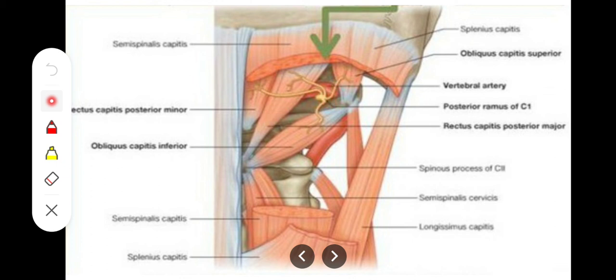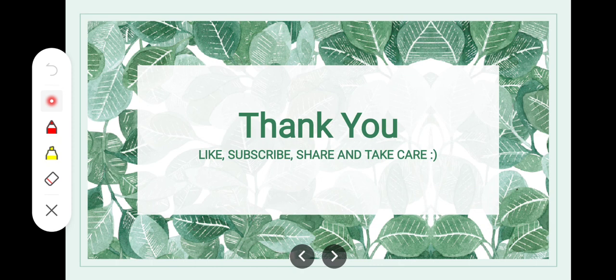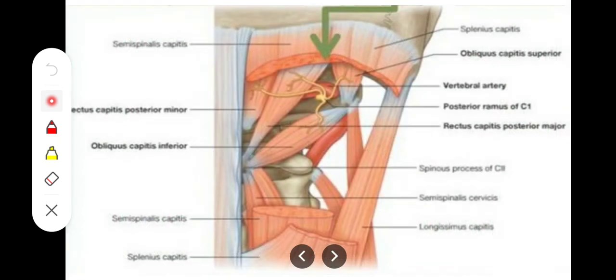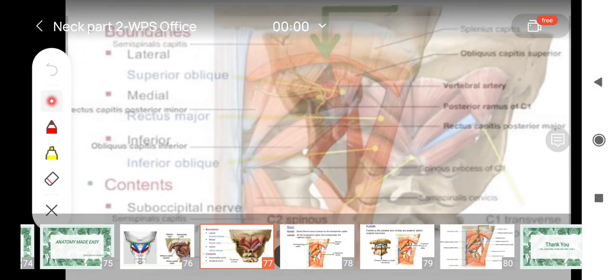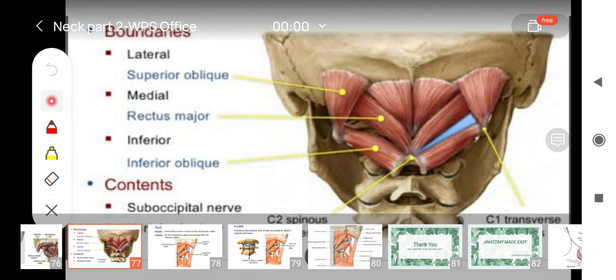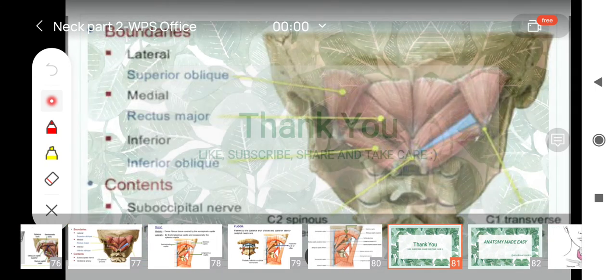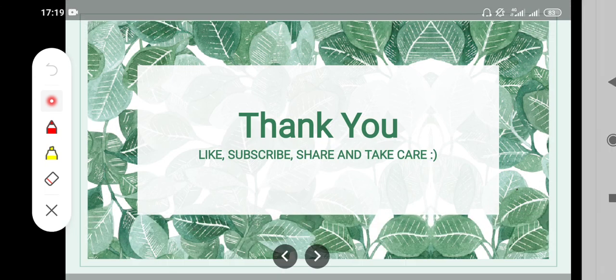So these 3 are the contents of the suboccipital triangle. Number 1 is the third part of the vertebral artery. Number 2 we have the dorsal ramus of the C1 spinal nerve, and number 3 we have the suboccipital plexus of veins. So veins, nerve and artery, these 3 things are going to be here. With this we're done with the suboccipital triangle. We have seen its boundaries, its contents, its floor and roof. Thank you, take care, bye.